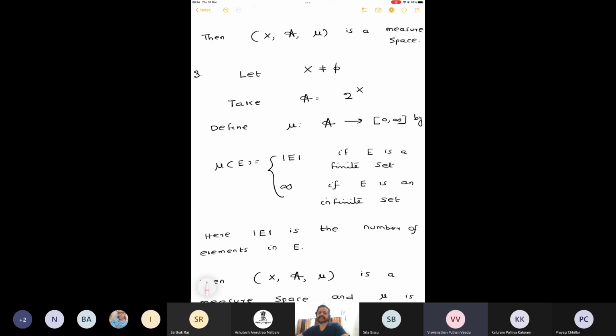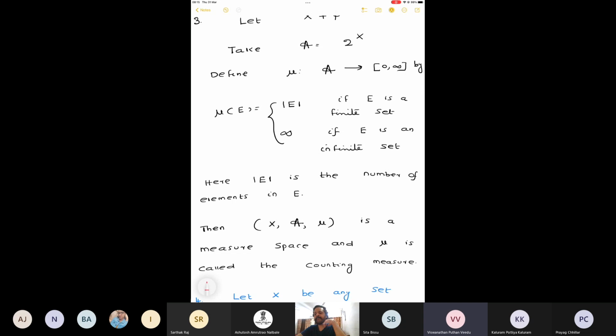Another example is usually called counting measure. From the name, it should be clear: we count the number of elements. Take a non-empty set X. Define script A as the power set itself. In the most ambitious case, script A would be the whole power set. In the Lebesgue measure, we have seen that not every subset of R you can measure. That's why we did not take 2^X. We went for a subset of 2^X in the case of Lebesgue measure on R. But in the most ambitious case, we can take A to be the whole power set of X.